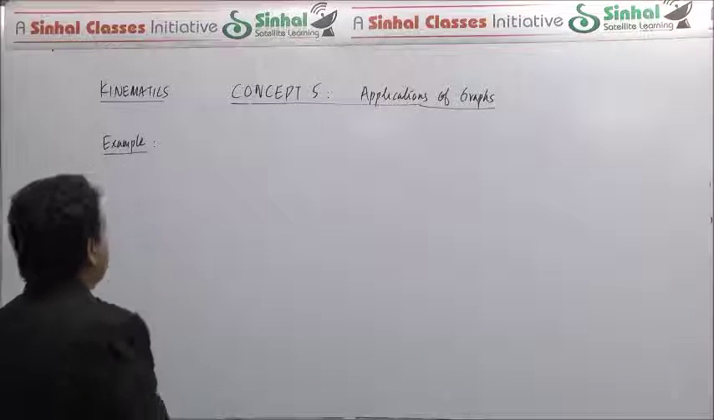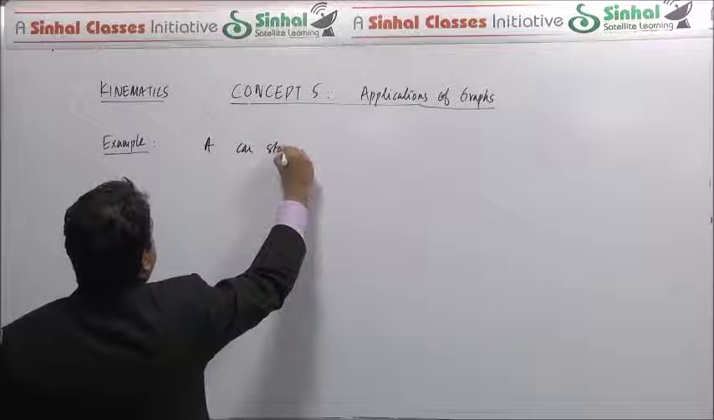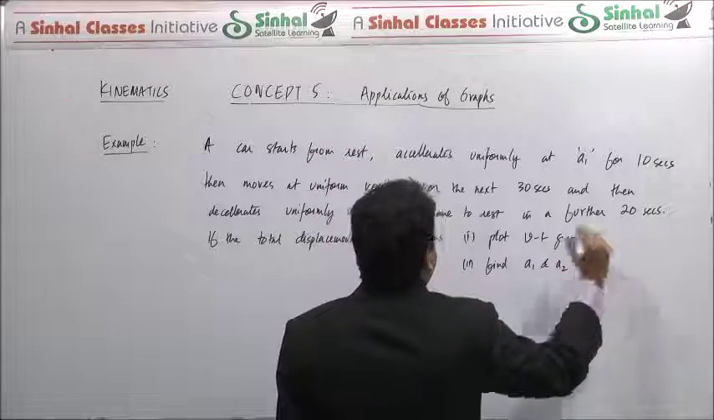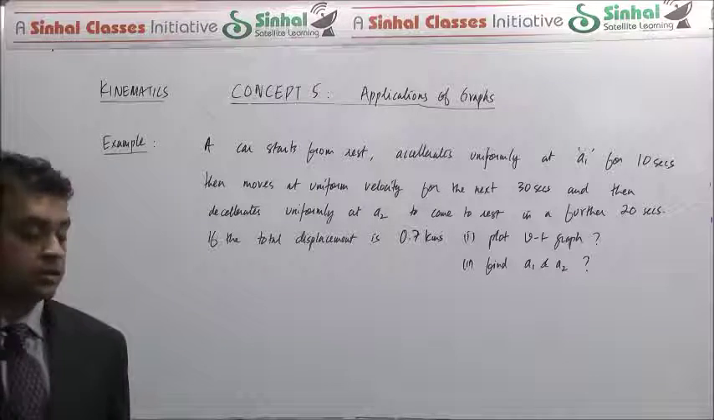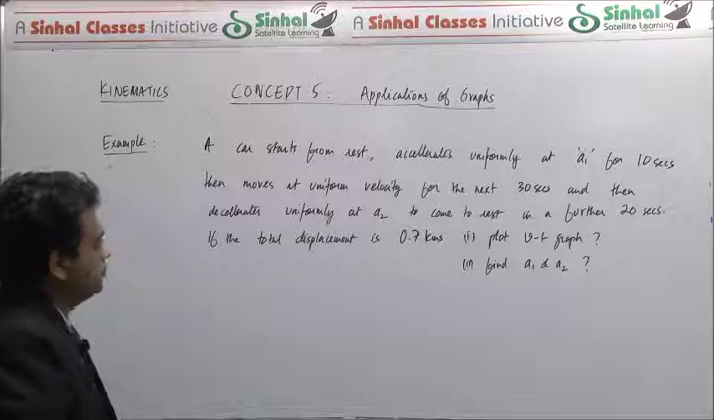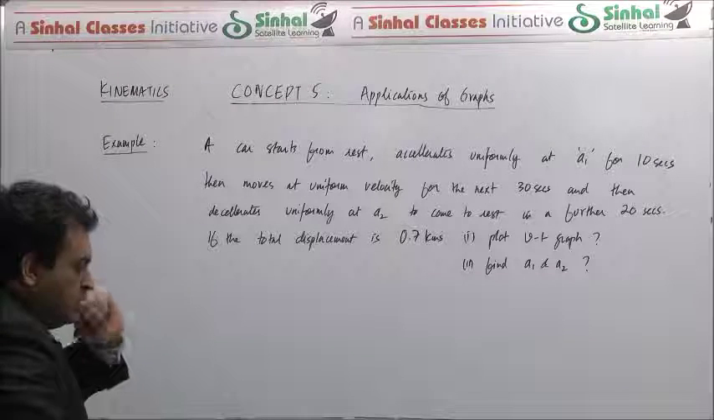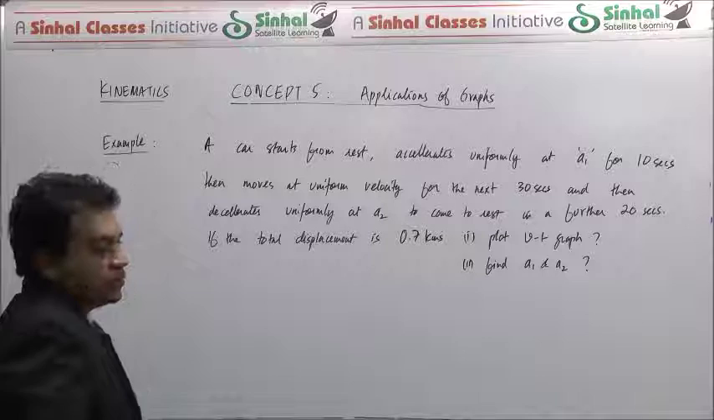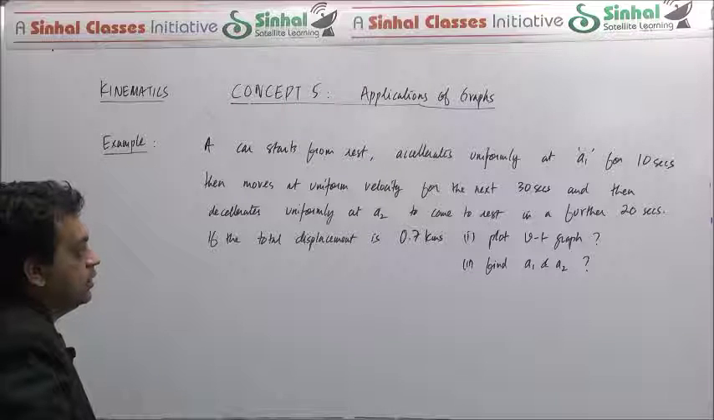Let's look at something like this. Okay, so just take a look at that example here. It gives us some information about the motion of a car. That it starts from rest, accelerates uniformly for the first 10 seconds, then moves at a uniform velocity for another 30 seconds, and then finally decelerates at a uniform rate till it comes to rest in the final 20 seconds.